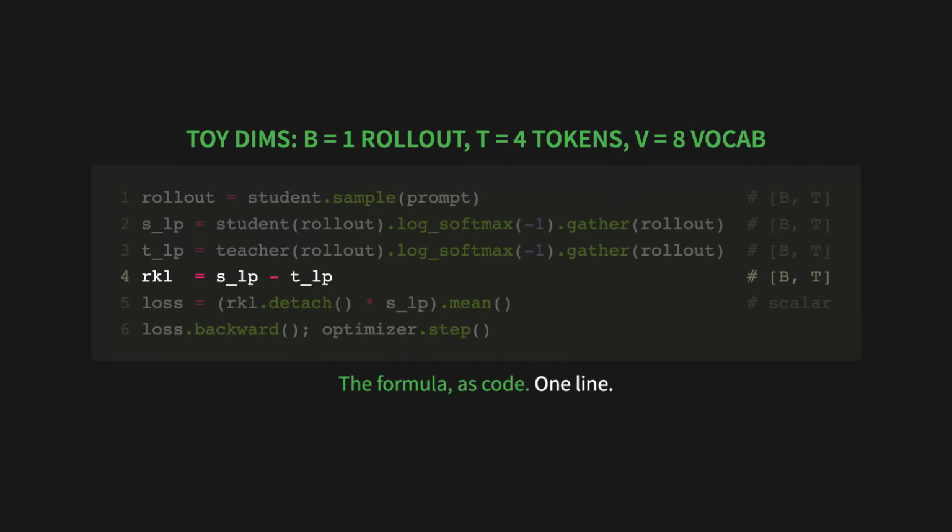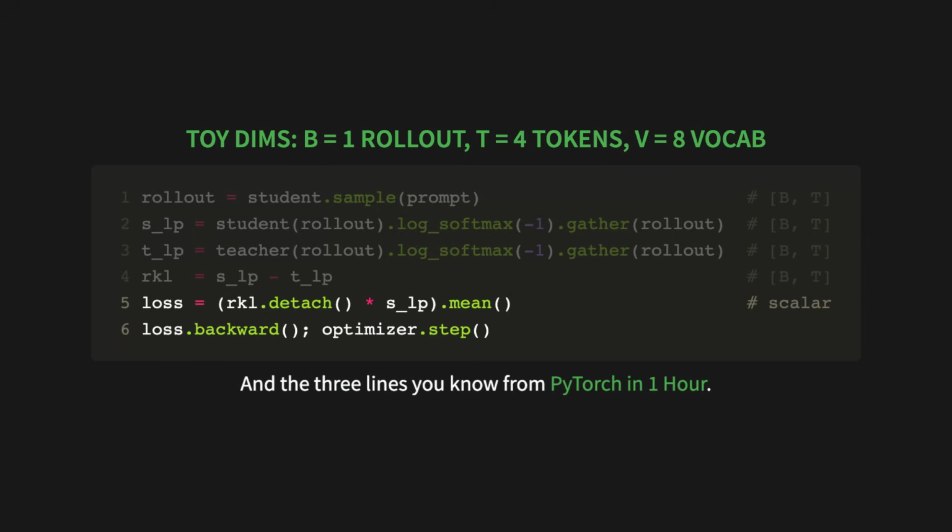That subtraction is the reverse KL. Line 5 turns those grades into a loss. Detach the grade so no gradient flows through the teacher's opinion, then weight each token's log prob by its grade, and take the mean. And here's why that works. When the optimizer minimizes this loss, it lowers the probability of every token the teacher penalized, in proportion to the penalty. That's the same trick RL uses to turn advantages into updates. Then comes the finish you already know: backward to compute the gradients and step to update the weights.